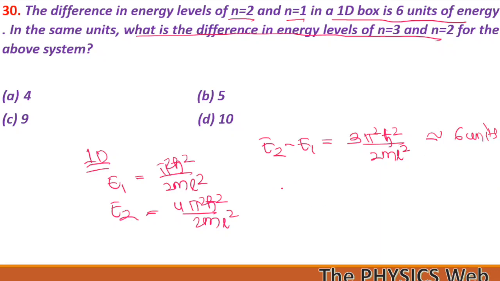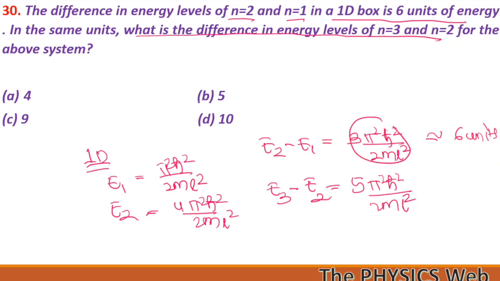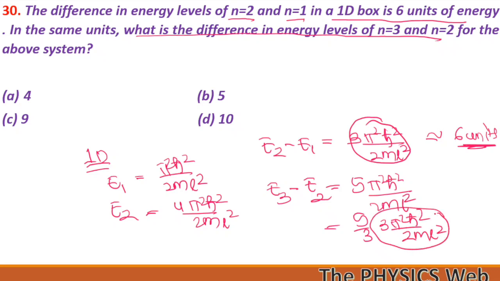Similarly, for energy n equals 3 minus energy n equals 2, this will be 9 minus 4, so 5π²ħ² by 2mL². You can see that 3π²ħ² by 2mL² is 6 units. So 5 by 3 into 3π²ħ² by 2mL² is equivalent to 5 by 3 into 6 units. So this will be 10 units. So D is your correct option.